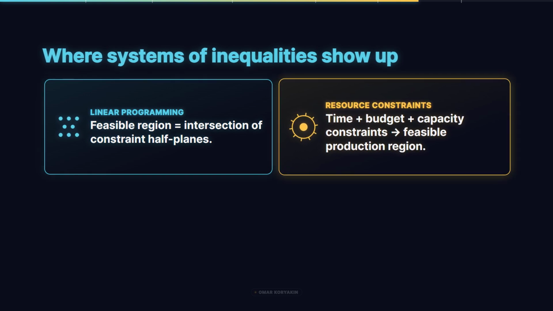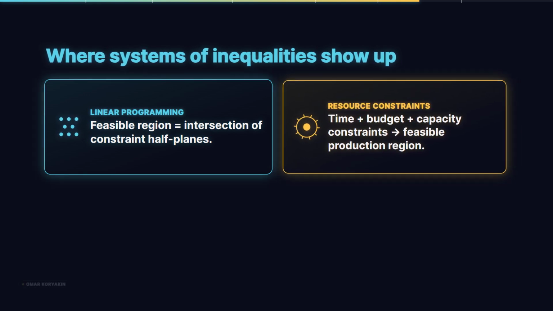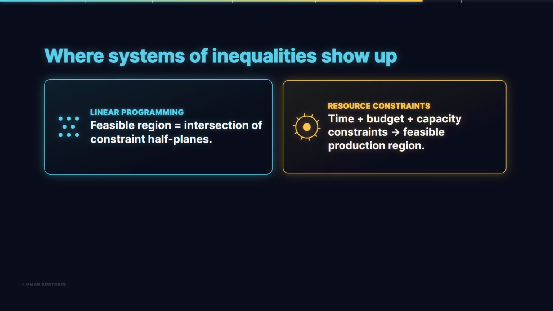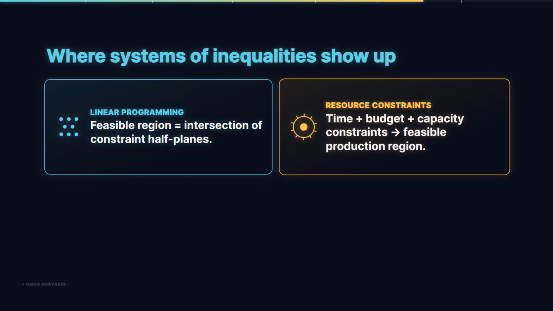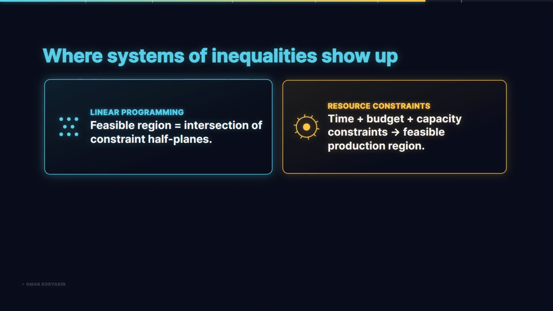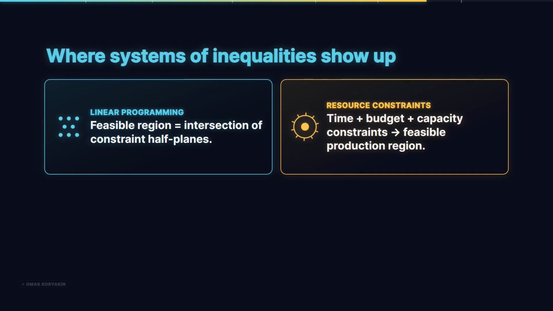Each constraint is a linear inequality in the production quantities of the various products, and the feasible region in the production quantity space is the intersection of all the half planes. Production planners use linear programming on these systems to find the optimal product mix that maximizes profit or minimizes cost subject to all the constraints.